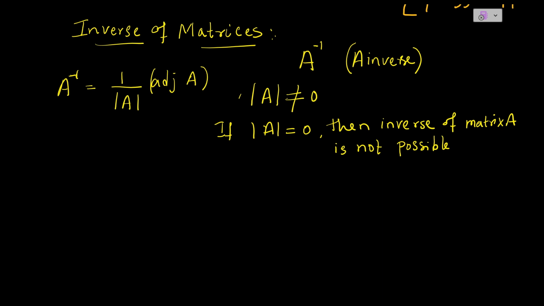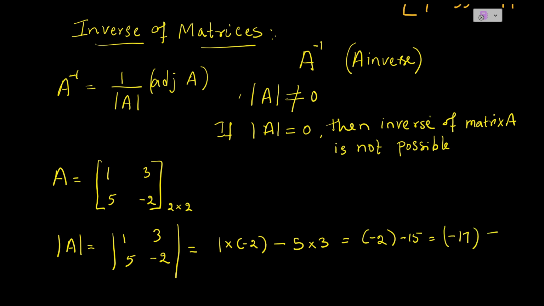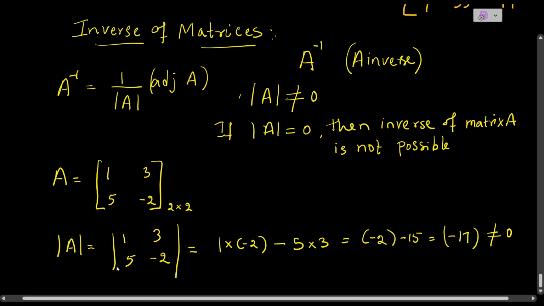Now let us take some examples. I have a matrix A. I am going to take a 2 by 2 matrix, students. Let us see 1, 3, 5 and minus 2. So what is the formula? First we have to check the condition. How to check the condition? Determinant of A is given by 1 into minus 2 minus 5 into 3. This gives minus 2 minus 15, that is equal to minus 17. Is minus 17 equal to 0? No, it is not equal to 0. So this clearly shows that the inverse exists for this 2 by 2 matrix.